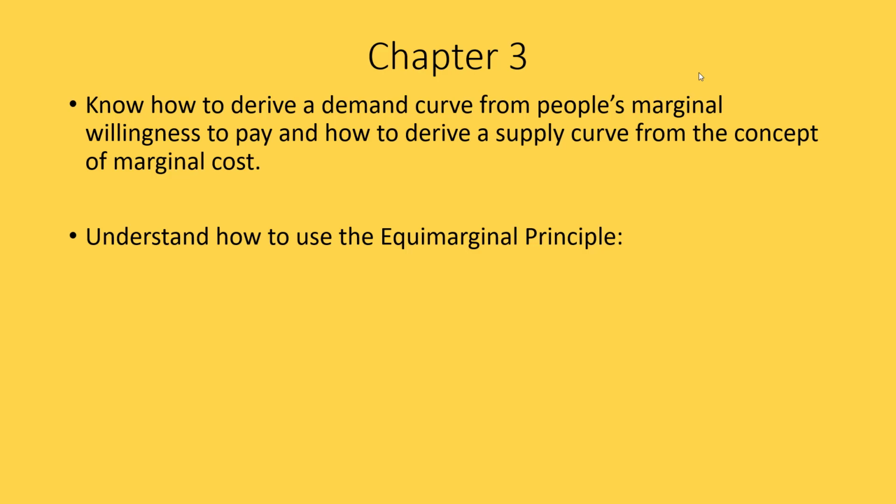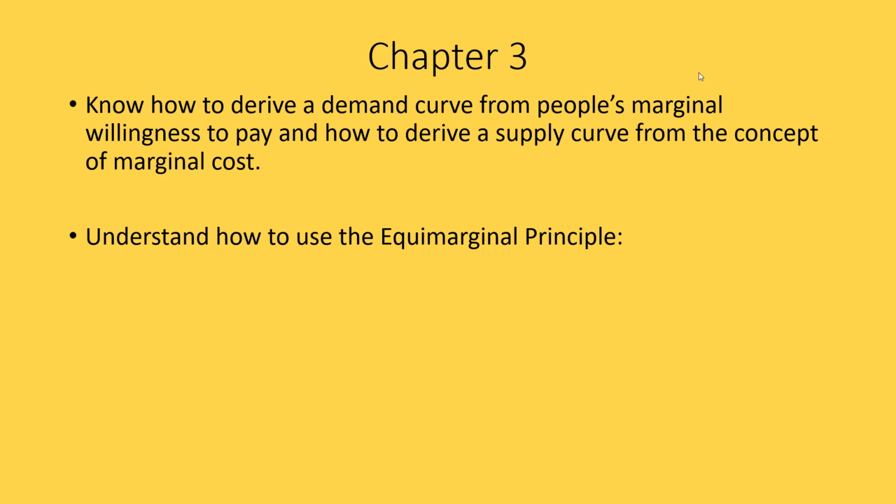Now, to derive a supply curve from that concept of marginal cost. Remember that marginal cost tends to increase as a result of the law of diminishing marginal returns, which says as you add more and more variable units to a fixed set of resources, they're going to start to crowd each other out. It becomes more expensive to produce stuff.